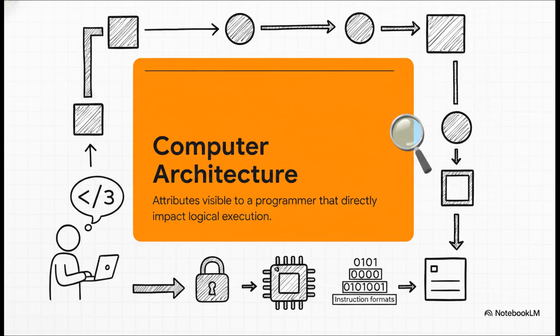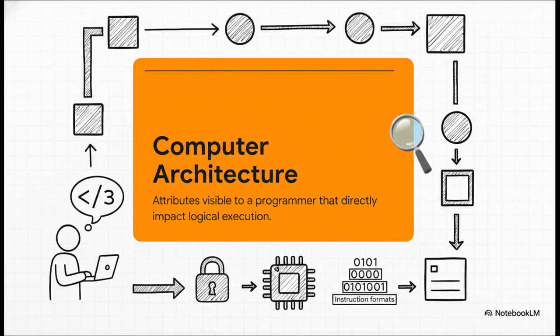So what actually is computer architecture? Basically, it refers to the attributes of a system that are strictly visible to a programmer or a compiler writer that have a direct impact on the logical execution of a program. Think of it like the rules of a board game. The architecture dictates how many spaces you can move, what the cards do, and how you actually win. You don't really need to know what factory printed the cardboard or poured the plastic game pieces to play the game, right? You just need to know the logical rules.